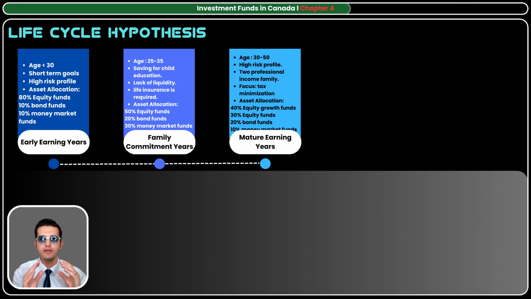Let's get to the third group, mature earning years. Age criteria, 30 to 50 years old. They have a high risk profile. They are mature. So they are typically a couple who both have income. So the household income is high in this group. They have a high risk profile, two professional income family.